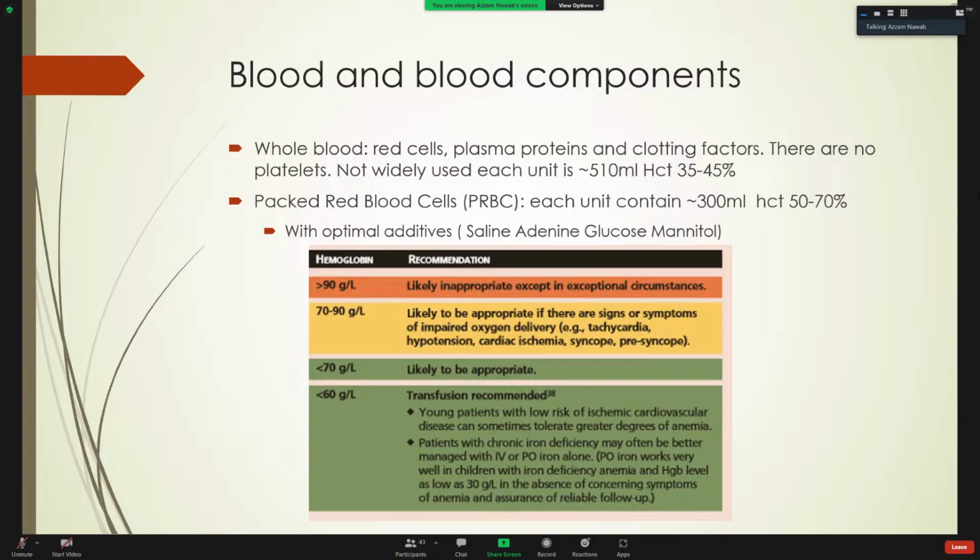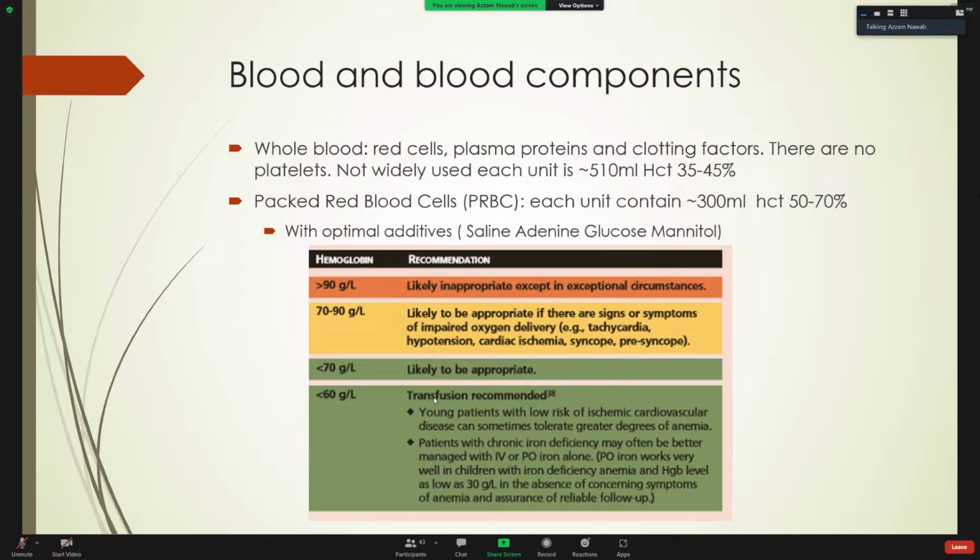each unit contains about 300 ml with a concentrated hematocrit, almost double the concentration of RBC of whole blood, with optional additives: saline, adenine, glucose, mannitol. Transfusion is usually not recommended unless hemoglobin is less than 70. It's likely to be appropriate. If it is less than 60 grams per liter, transfusion is recommended as there is a risk of ischemic cardiovascular disease. Patients with chronic iron deficiency will need a higher hemoglobin level.